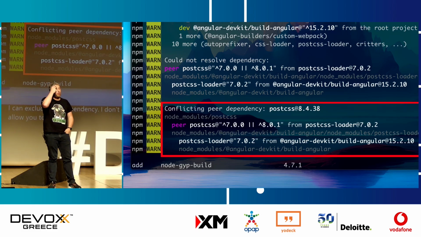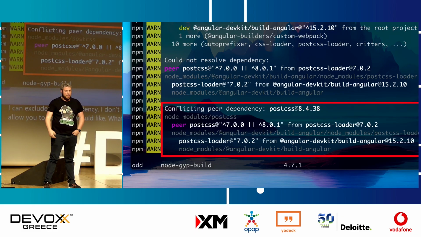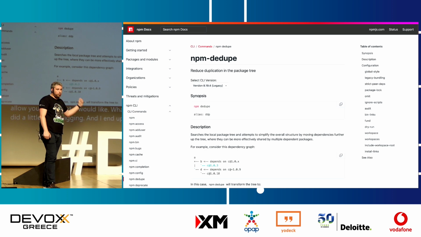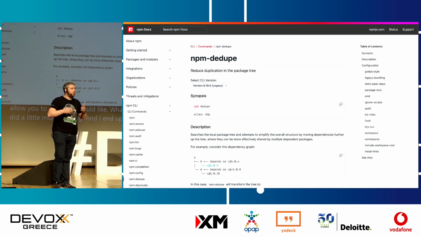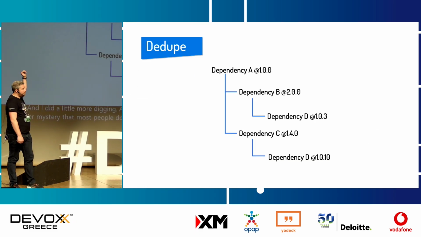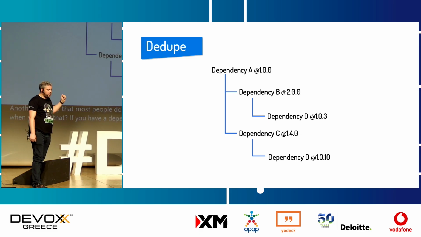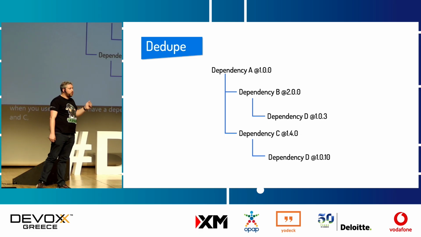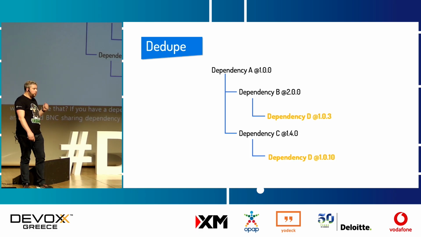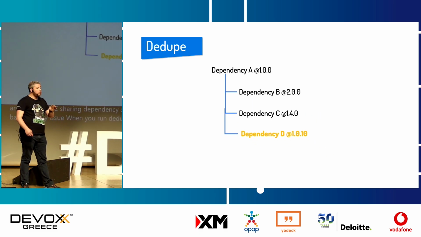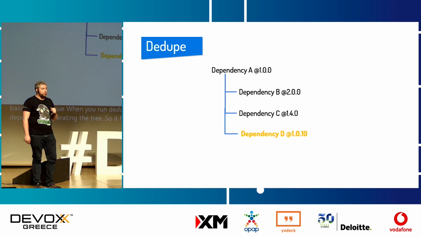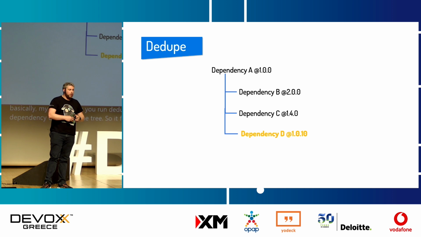I was like, what? How am I supposed to do that? And I did a little more digging and ended up using npm dedupe. Another mystery that most people don't know about. And what's happening when you use that? If you have a dependency A that has two dependencies, B and C, and B and C share a dependency called D, but with different versions. So basically, my issue. When you run dedupe, what it tries to do is move every dependency higher in the tree. So it fixes a specific version in the tree.